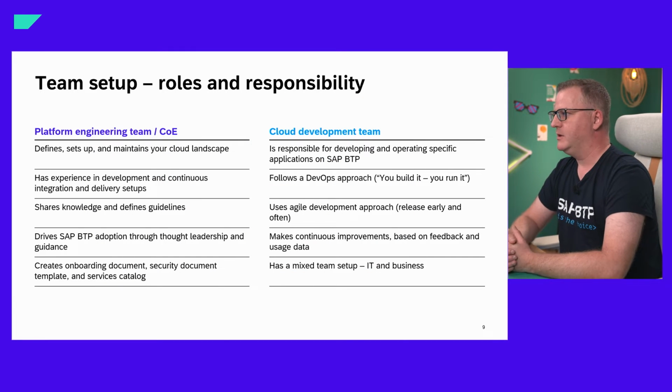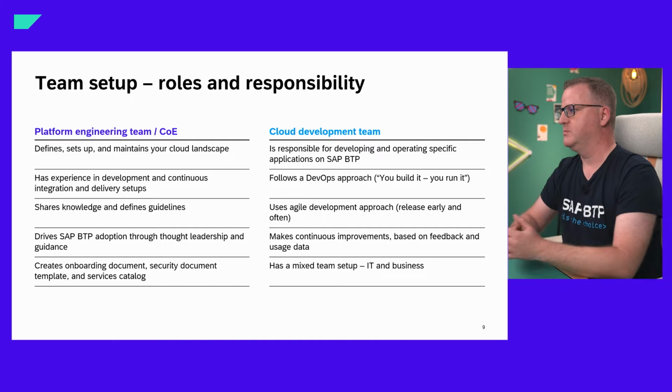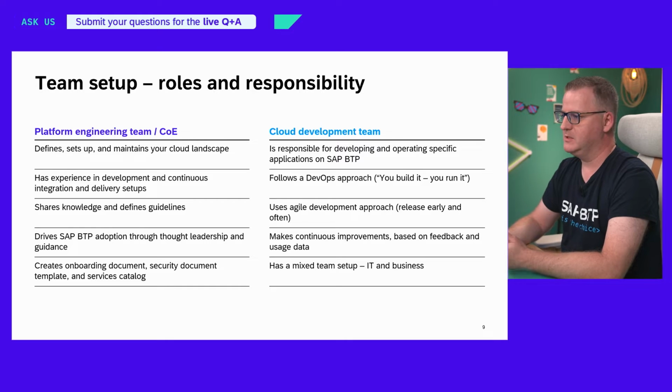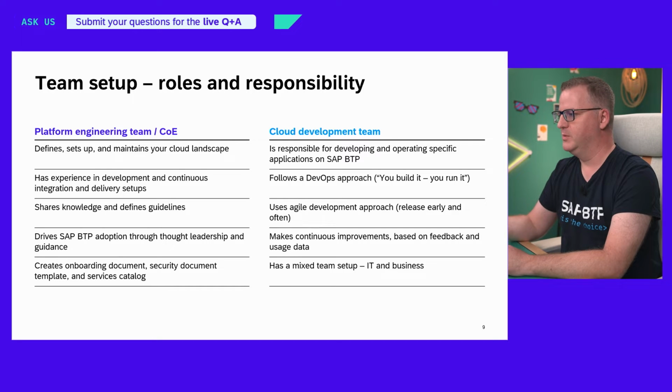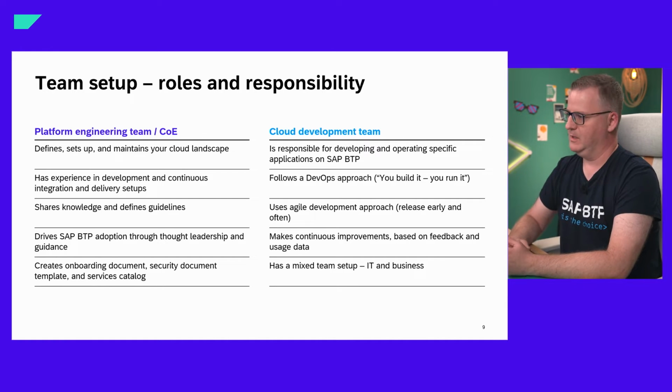So let's take a closer look at the distribution of responsibility between, on the one hand side, the central platform team, and on the other hand, the cloud development teams. As I mentioned, the cloud development teams are responsible for developing and operating their specific applications on BTP. They follow a DevOps approach. You build it, you run it. They release early and often, collect feedback from end users, and make continuous improvements. On the other hand, the platform team sets up and defines the cloud landscape. They also maintain it and keep it running.